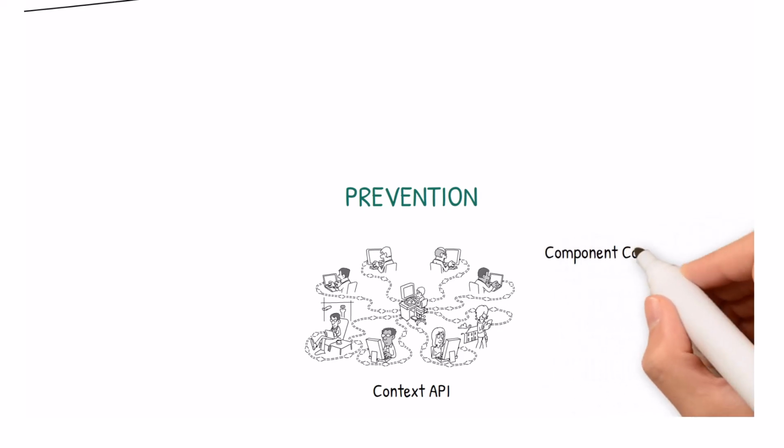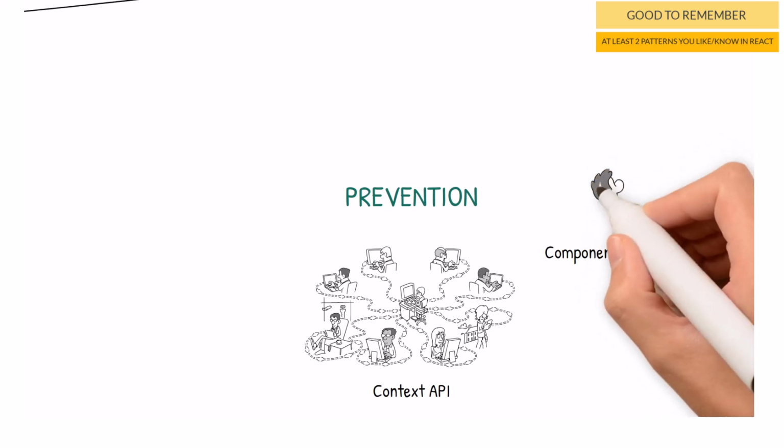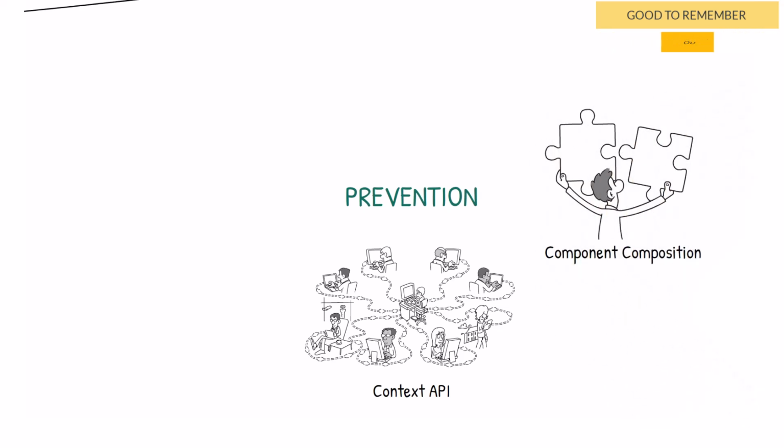Second, component composition. This is a very useful pattern that should always be kept in mind. It involves breaking down larger components into smaller, more focused ones, and then passing necessary data as props only to the immediate children that require them.